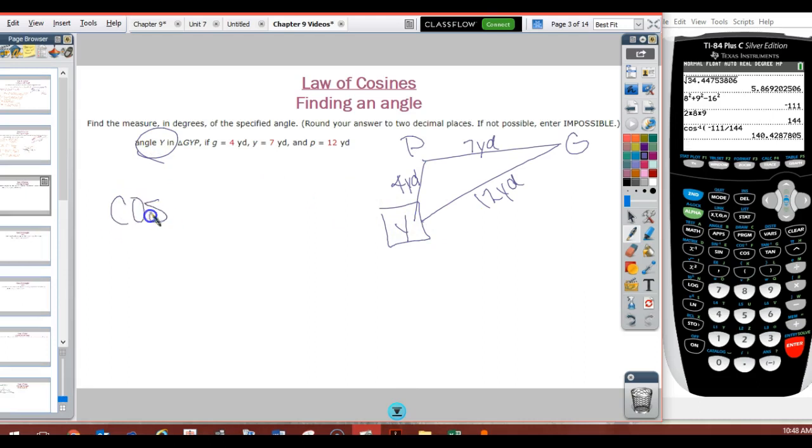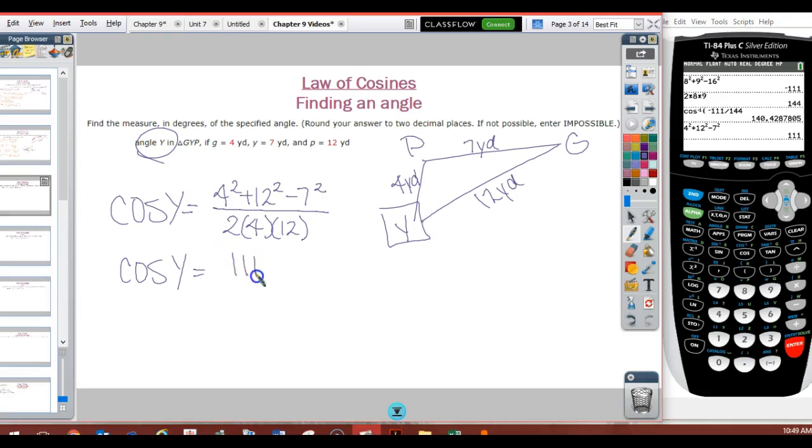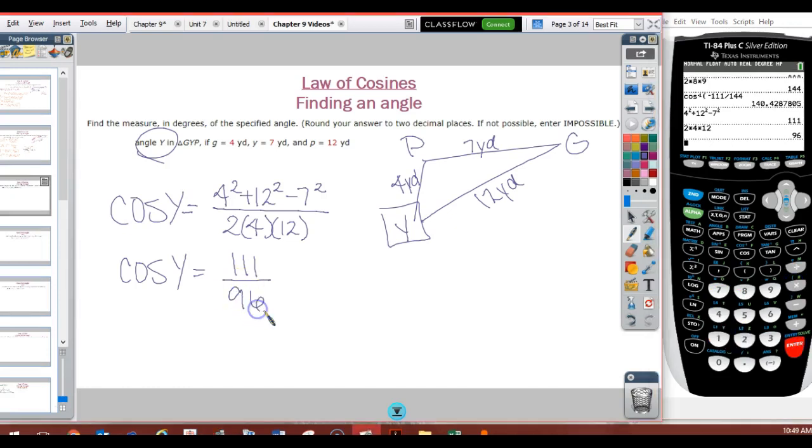So I'm going to start: cosine of angle Y will equal the other 2 sides, 4 squared plus 12 squared minus 7 squared, divided by 2 times the 4 and the 12. From here, I'm going to simplify this fraction. So in my numerator, I'll end up with 111, divided by 2 times 4 times 12, which will end up giving us 96. Now, we normally would take the cosine inverse of 111 over 96.